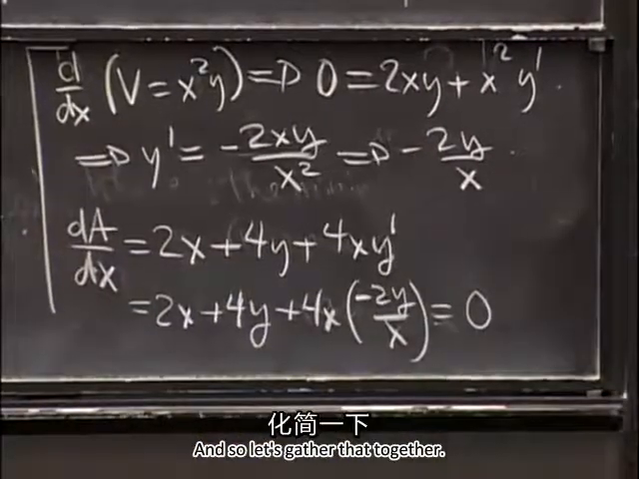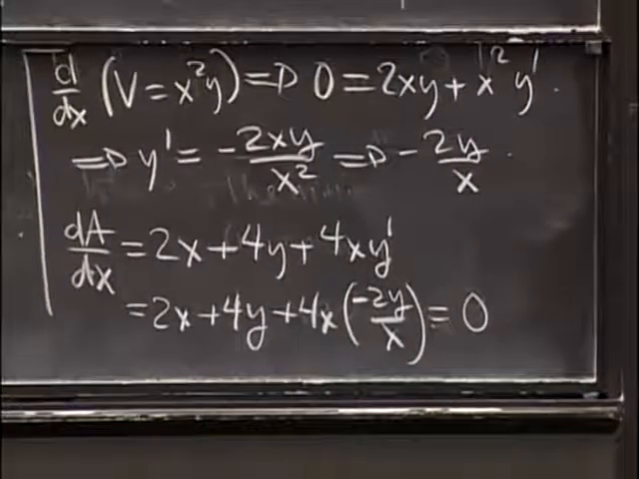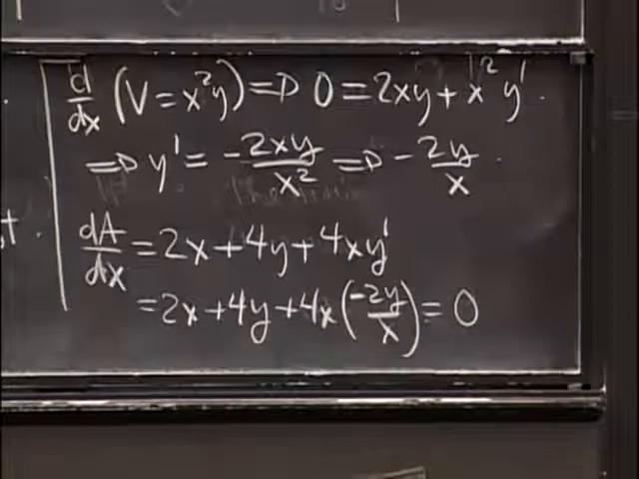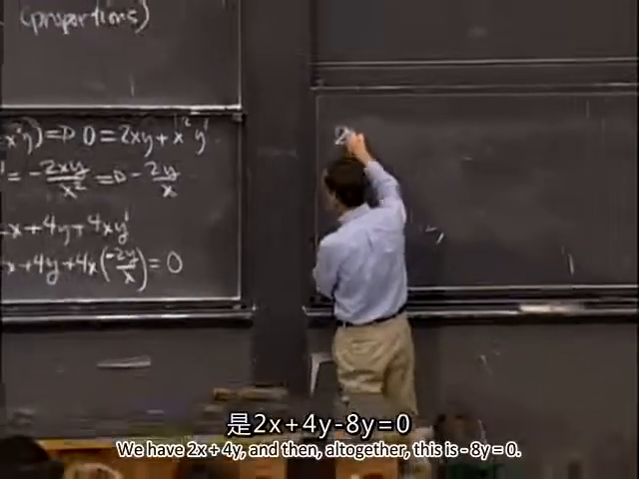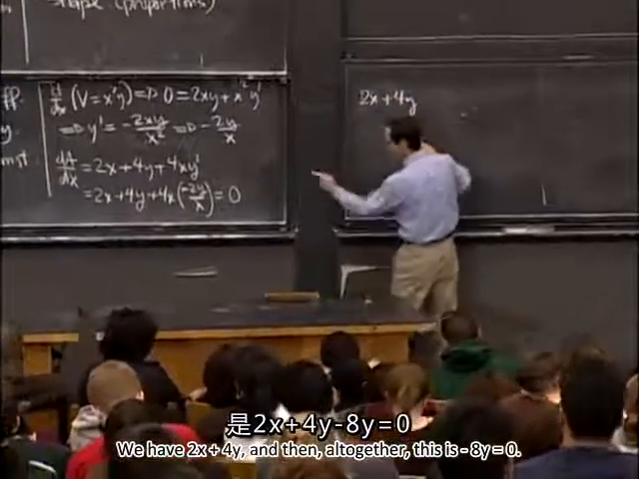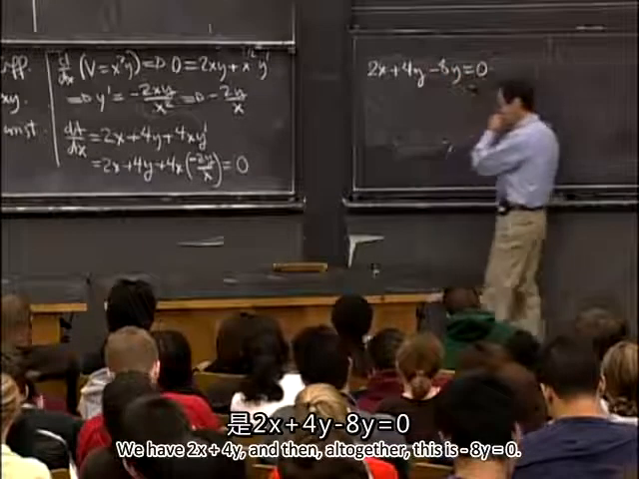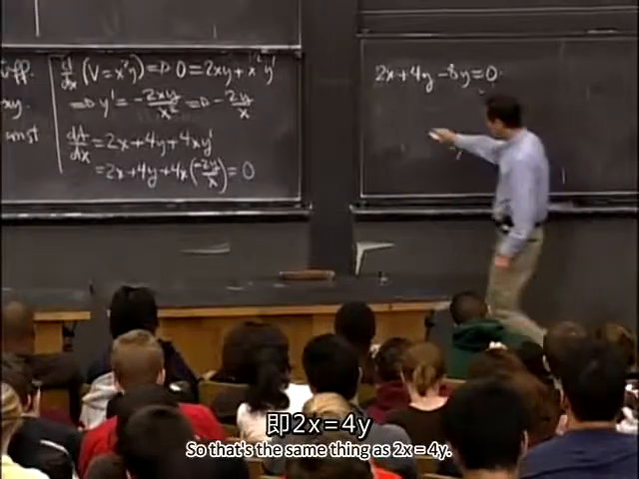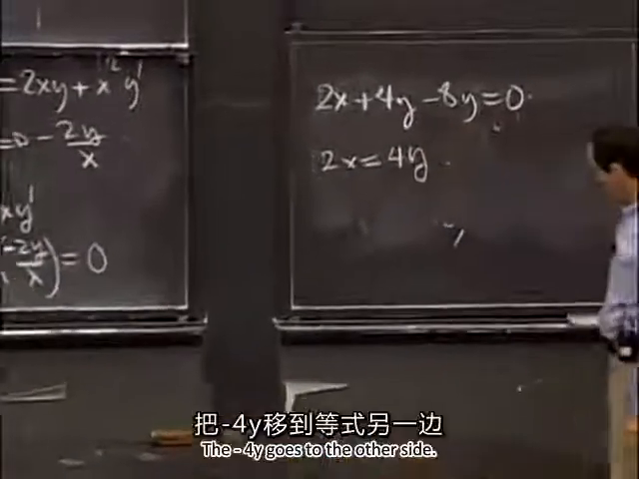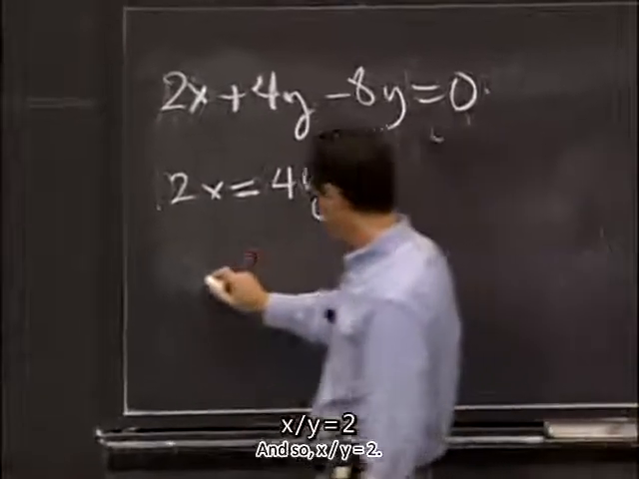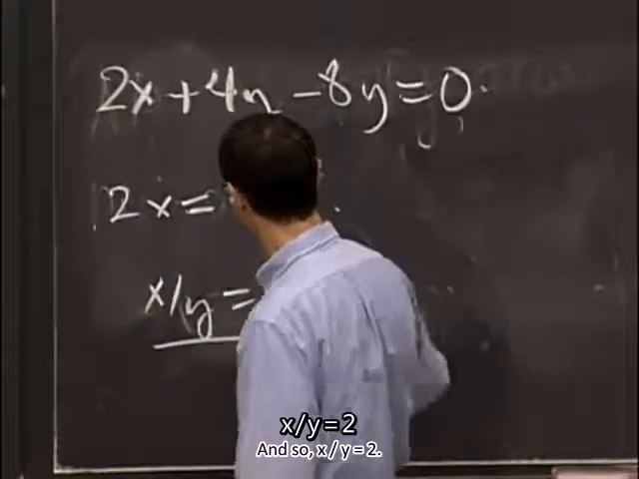And so let's gather that together. So what do we have? We have 2x plus 4y, and then altogether this is 8y minus 8y... the remaining terms give 2x minus 4y equals 0. So that's the same thing as 2x is equal to 4y. Right? The minus 4y goes to the other side. And so x over y is equal to 2.